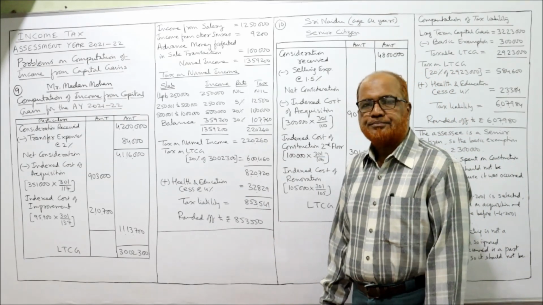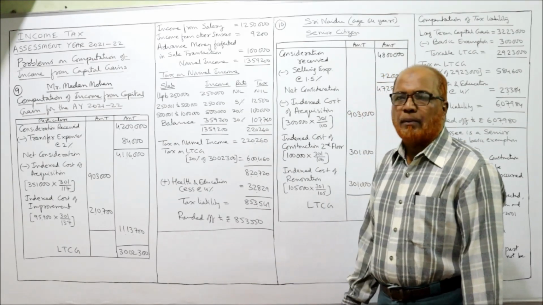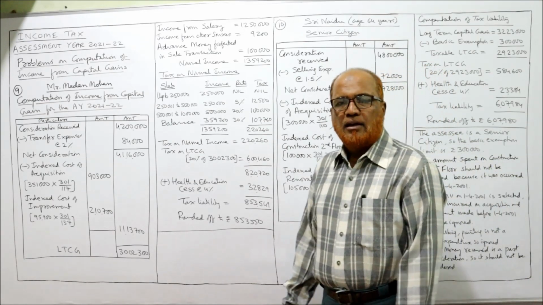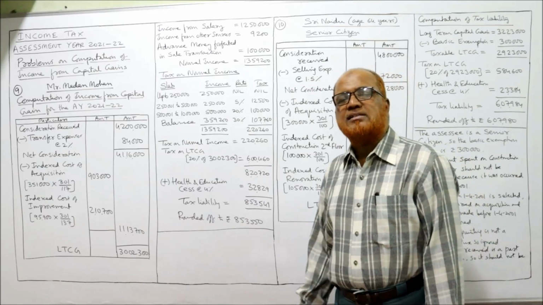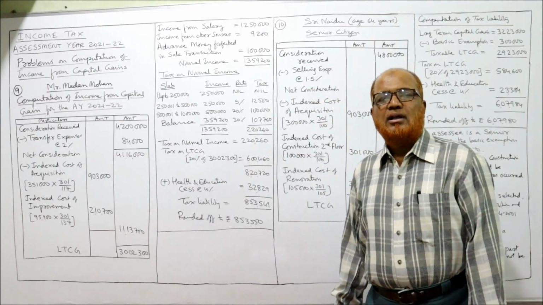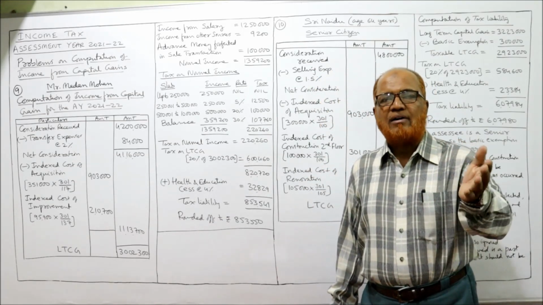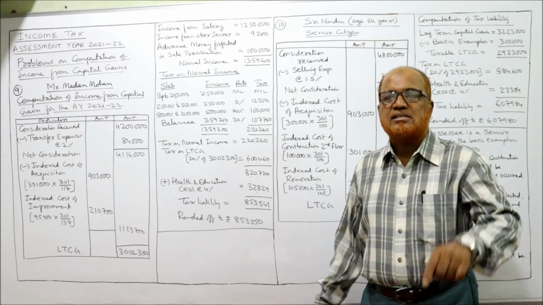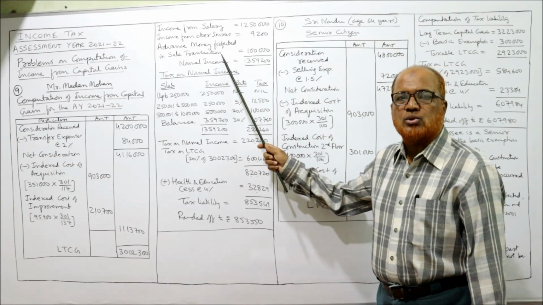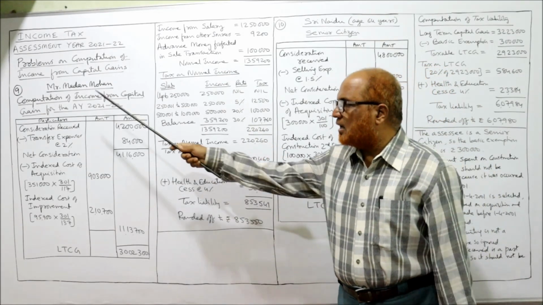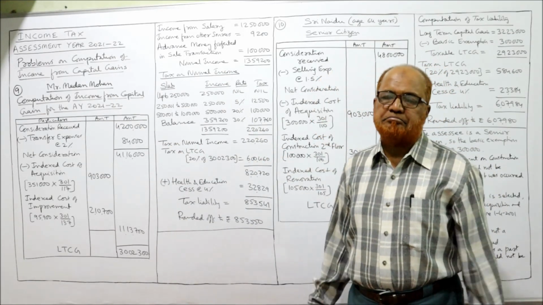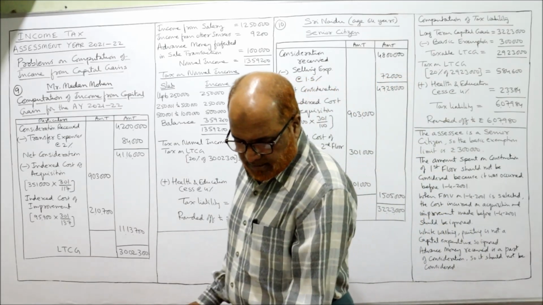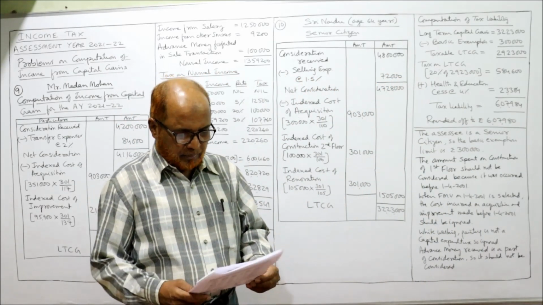That's all. This is the end of problem number 9. Now one note. In the examination you should write a note: the amount forfeited was after 1/4/2014. So that's why it is taxable under income from other sources. It should not be taken while computing capital gain. That's it. Next, the 10th problem.